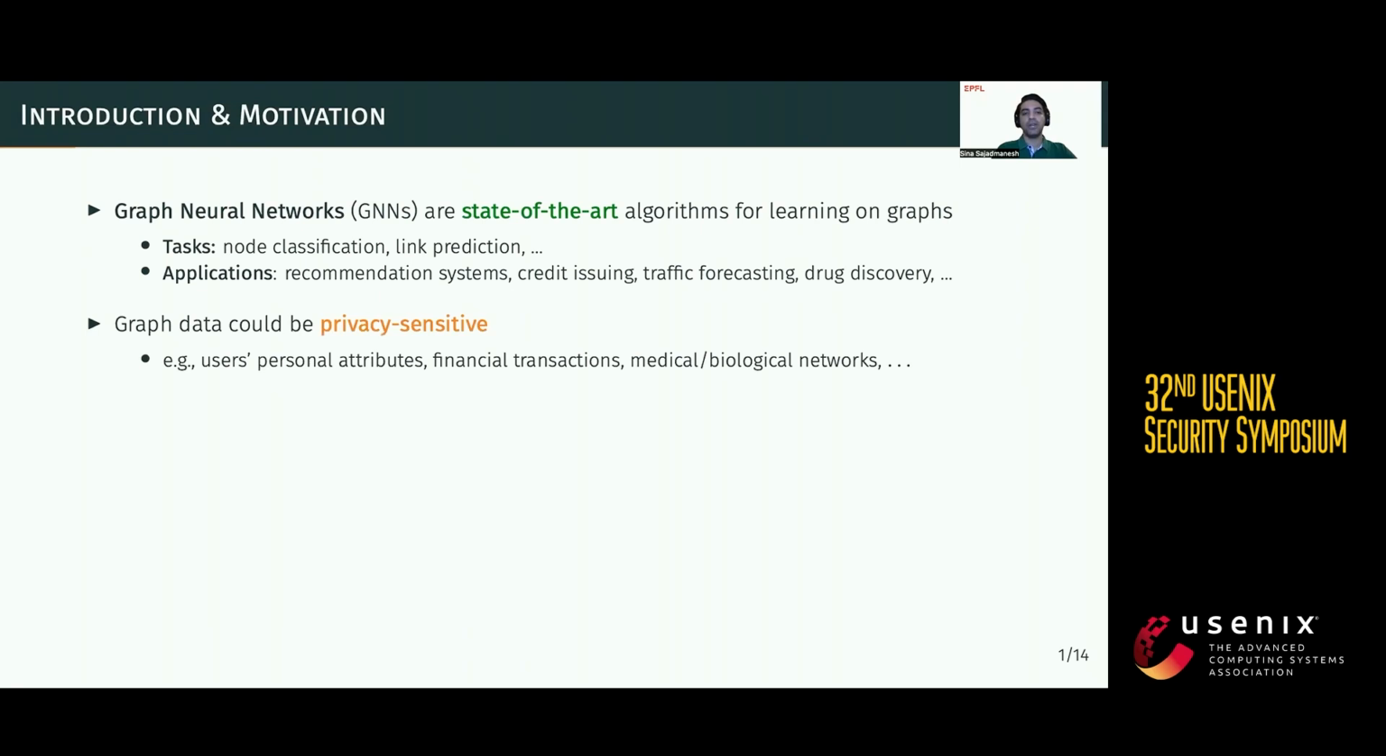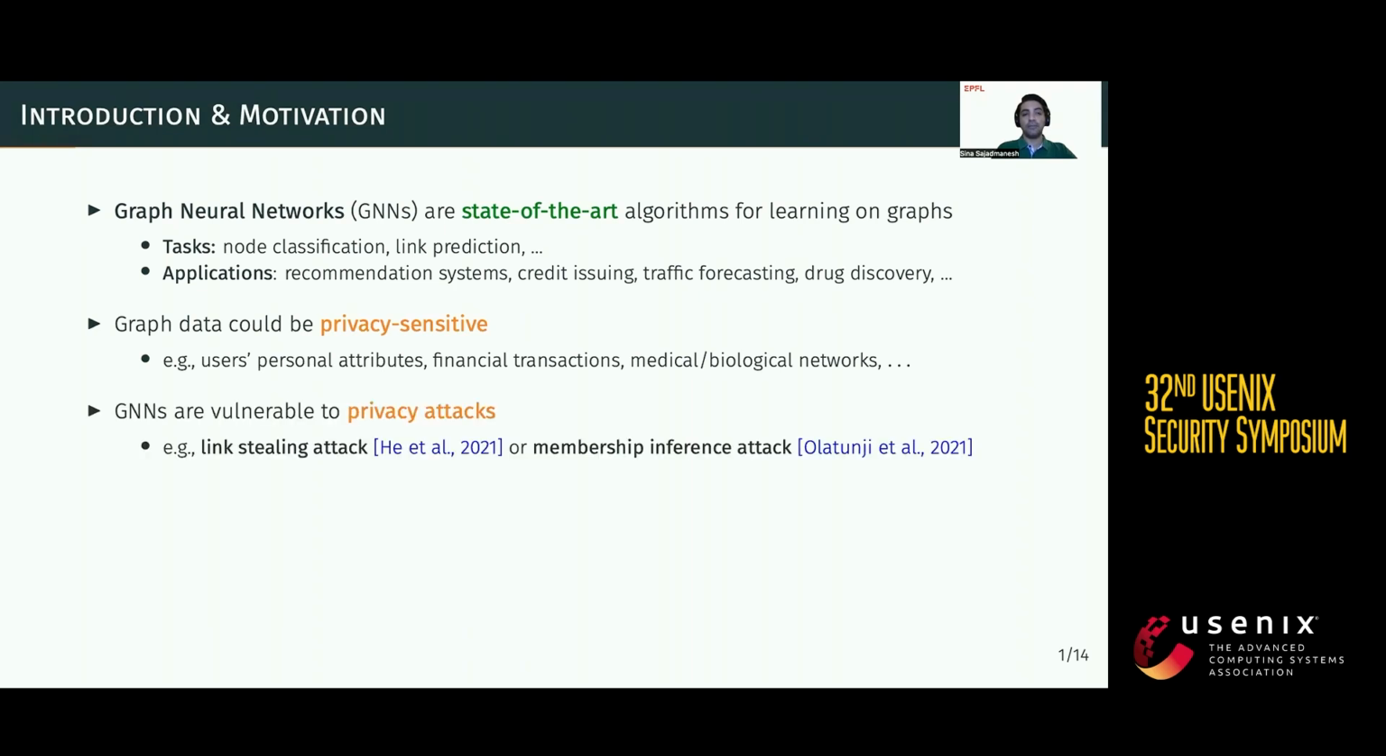As we increasingly use GNNs, one crucial aspect we need to consider is that graph data can often be privacy sensitive. For instance, it could include users' personal attributes, financial transactions, or even medical information. However, like other machine learning models, GNNs are also not immune to privacy attacks and can leak private information. For example, link stealing attack or membership inference attack can compromise the privacy of the individuals represented in the graph data. This brings us to a critical question.